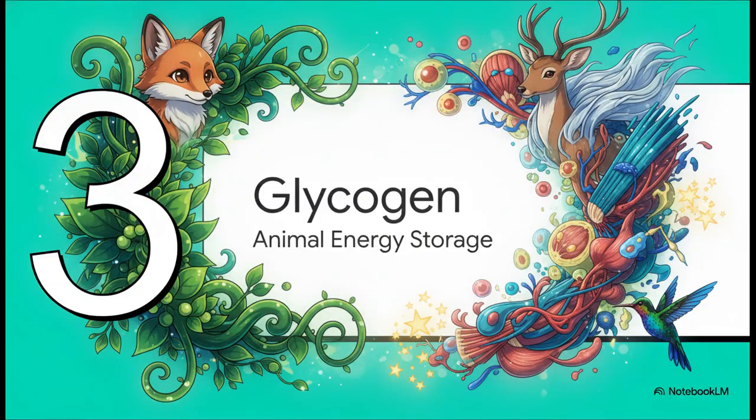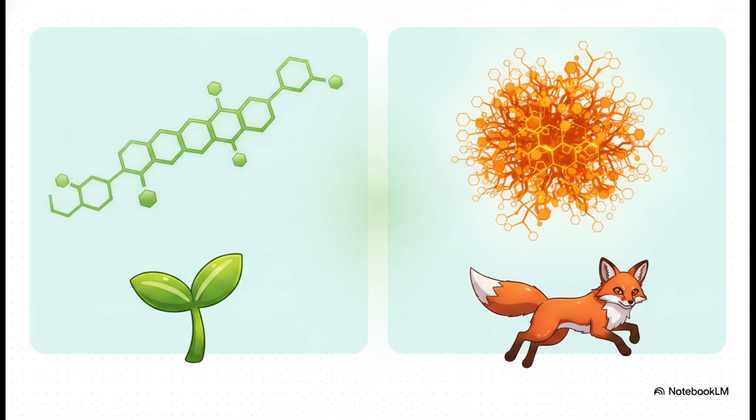Section 3. Glycogen. Animal energy storage. Glycogen is basically the animal equivalent of starch. Just like plant starch, it's made entirely of alpha-glucose monomers, and just like amylopectin, it uses both alpha-1,4 bonds for its straight chains and alpha-1,6 bonds to create its branches. But here is the critical difference between us and plants.